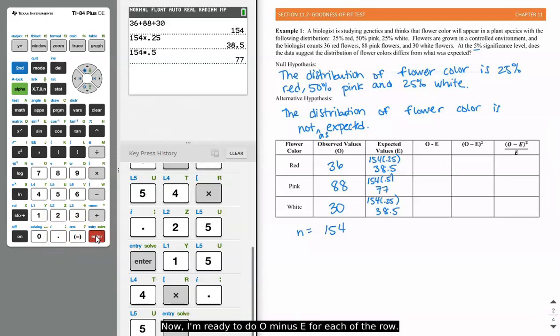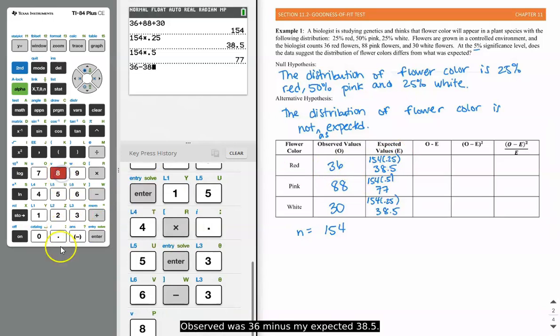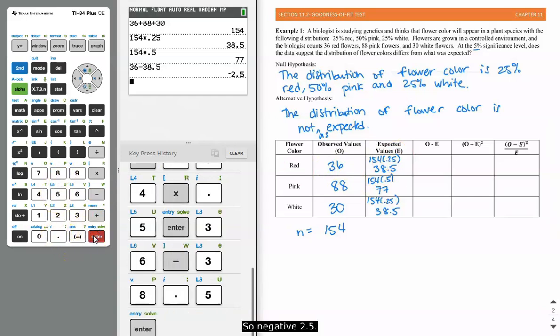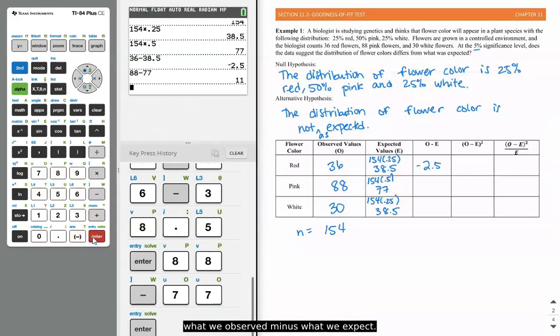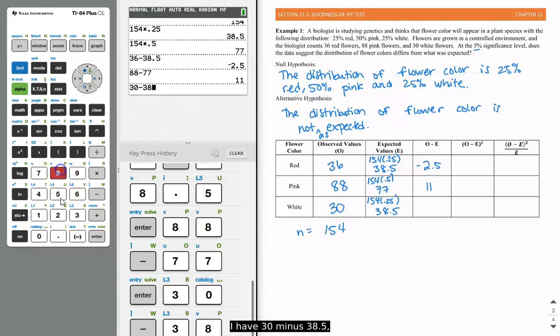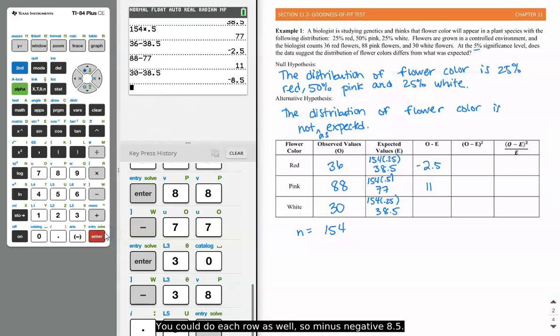Now I'm ready to do O minus E, so for each of the rows. So observed was 36 minus my expected 38.5. So negative 2.5. I have 88, right? What we observed minus what we expect. And so you can see they can be positive or negative, and that's why in the next column they're squared. So I have 30 minus 38.5. And I'm doing each column. You could do each row as well. So negative 8.5.